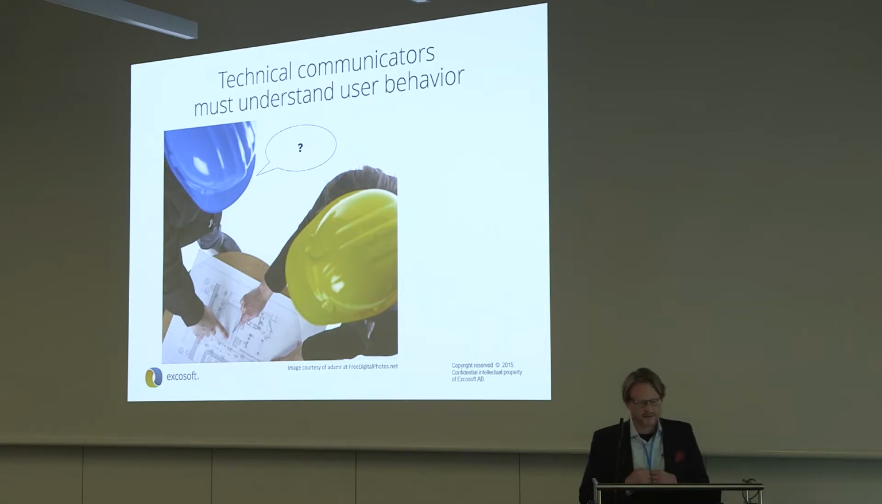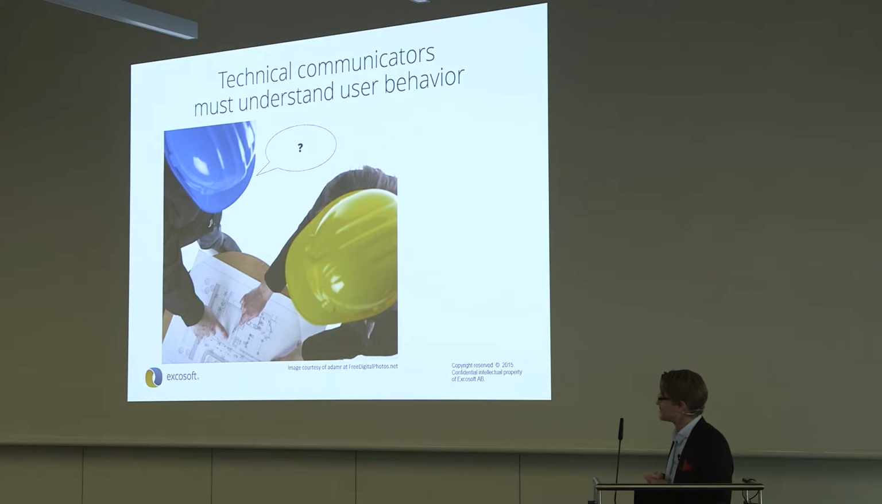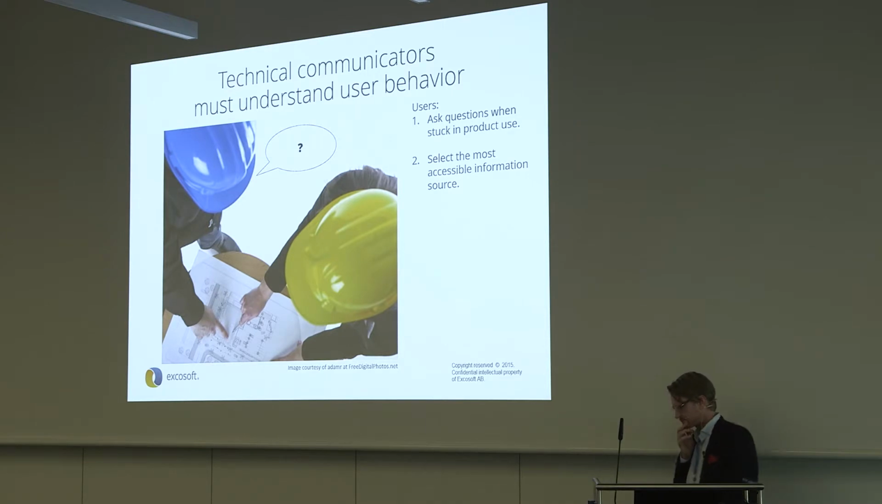And once we have expressed a question, we try to find the answer. And here, this information source selection behavior comes into play. We select an information source which we perceive is accessible. Accessibility seems to be one criterion that is very important. So what does that mean for us technical communicators? Users are active, goal-oriented, they ask a number of questions, they select the information source that they perceive is accessible.